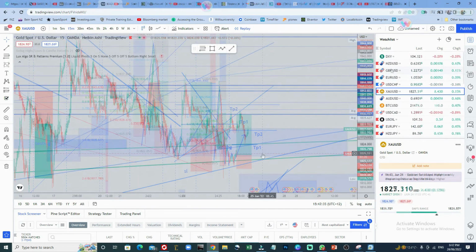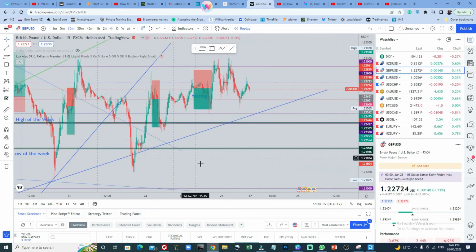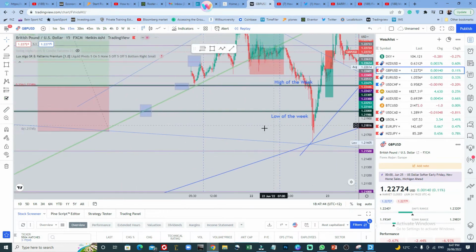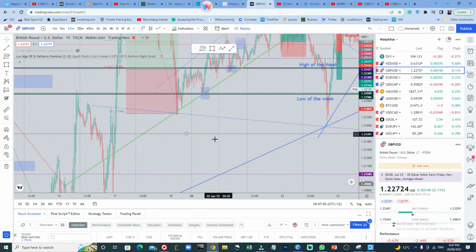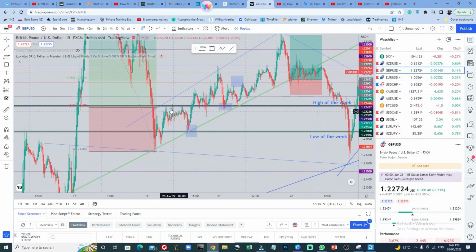Alright guys, back to the screen. Now let's go to GBP USD. GBP USD, 20th of June was the start of the ending week now, and let's see what happened. After doing my construction, I drew my two lines: high of the week, low of the week, and psychological levels. That's on the 4 hours time frame. Then I entered a 15 minutes time frame.